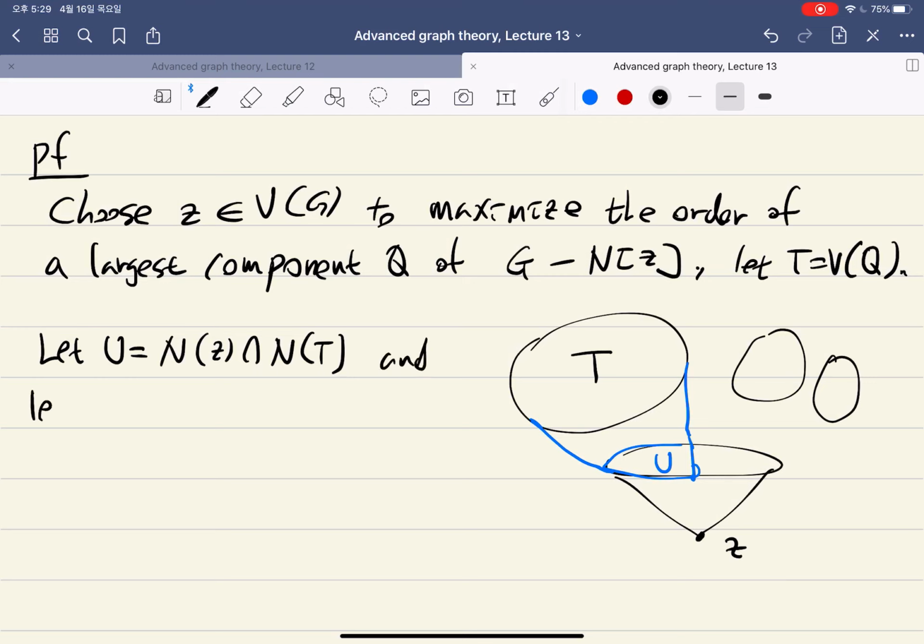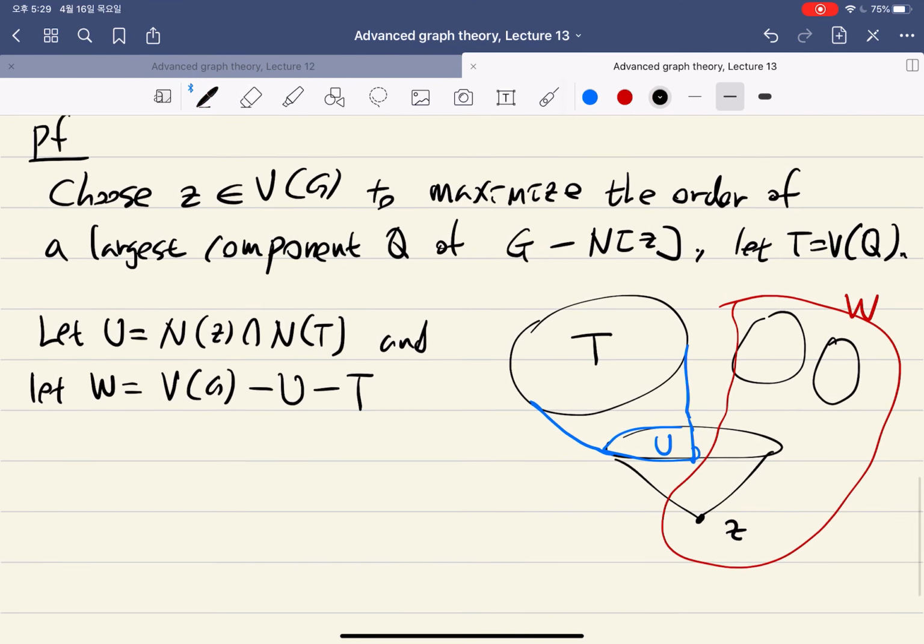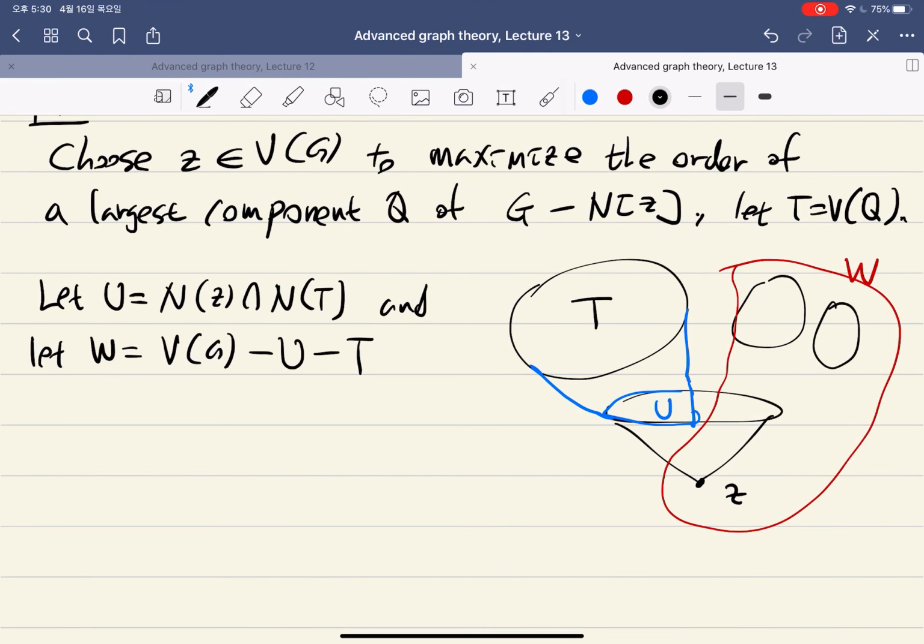And let W be everything but T and U. So this is W. Then what do we know? There are no edges between T and W because all the vertices in U are defined as the neighbors of T.